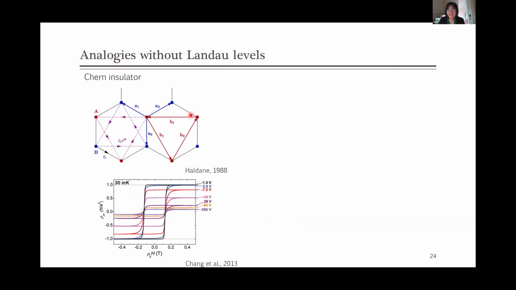But there's one type of system, developed or discovered recently, that frees us from having to access a very high magnetic field. Such an analogy happens in the so-called fractional Chern insulators. The Chern insulator is an example first proposed by Haldane, where you can use a system with magnetization to replace the external magnetic field to achieve the quantum anomalous Hall effect.